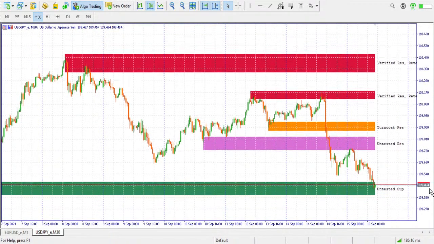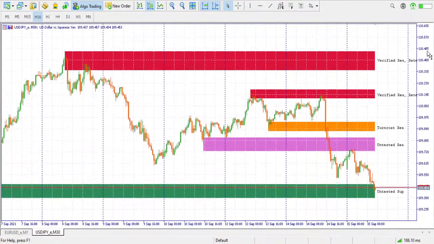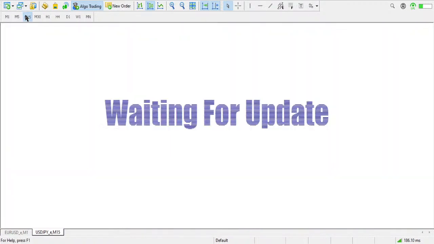So if the price, like as it is now, is touching an untested support, we can't clearly pick a buy position. If this zone was a verified support, then we should have taken a buy here. So on the last side, you can see there is nothing much. We'll check the 15 minutes.